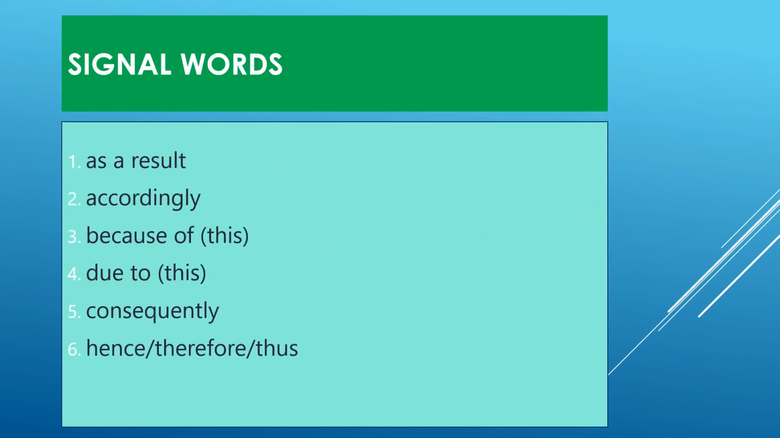The following words can be used as signal words for cause and effect. These are: as a result, accordingly, because of this, due to this, consequently, hence, therefore, and thus.